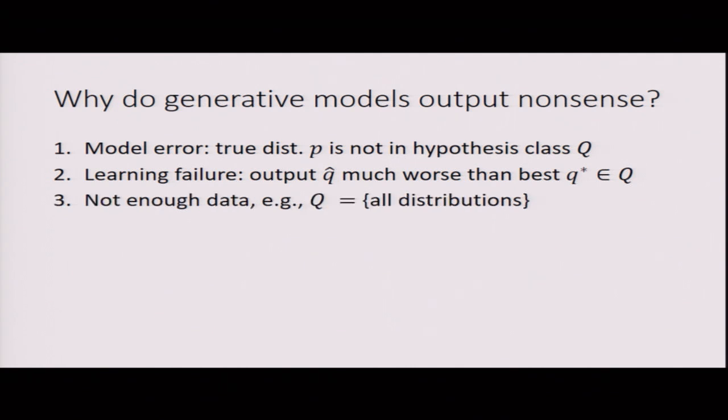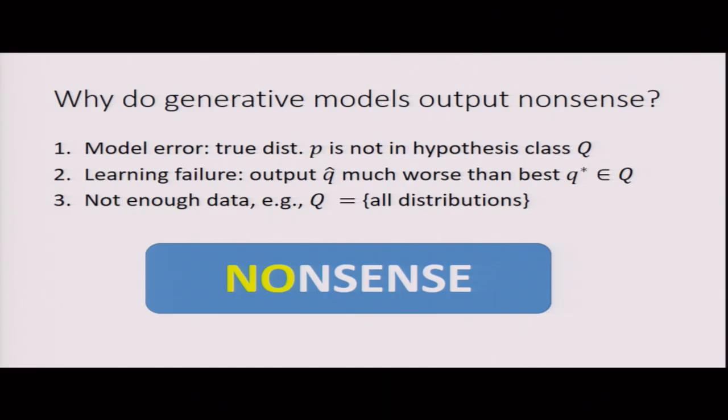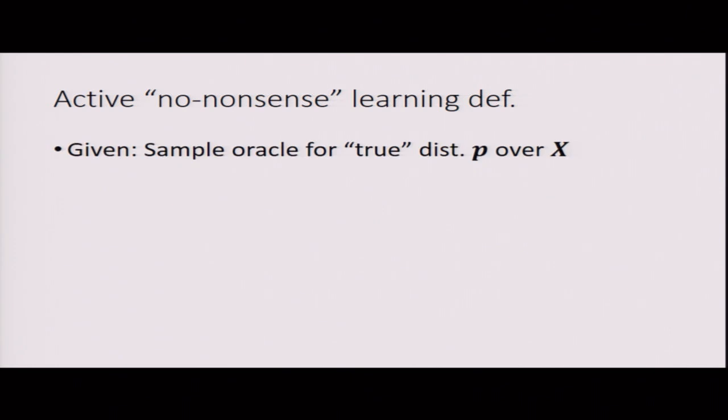Maybe they don't have enough data. I could give you a model which is just the class of all distributions. That's very general. It includes that, but you can't learn it, so there's not enough data to learn that. Those are three different possible reasons why we might be getting all this nonsense, and how are we going to avoid it?